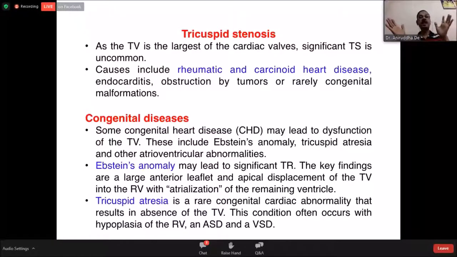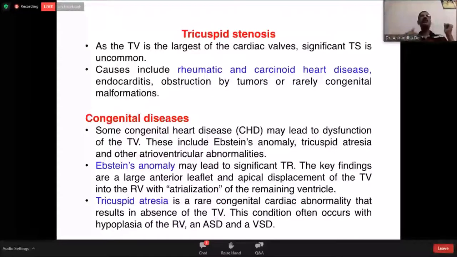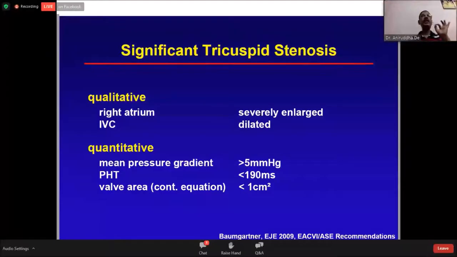Another thing after TR is tricuspid stenosis. As the TV is the largest of the cardiac valves, significant TS is uncommon. Causes include rheumatic and carcinoid heart disease. In addition, there are certain congenital heart diseases like congenital tricuspid stenosis or Ebstein anomaly, tricuspid atresia, and other atrioventricular anomalies. When do you call this a significant tricuspid stenosis? Qualitatively, the right atrium is severely enlarged, the IVC is dilated, and the mean pressure gradient is more than 5 millimeters of mercury with a PHT of more than 190 and a valve area of less than 1.